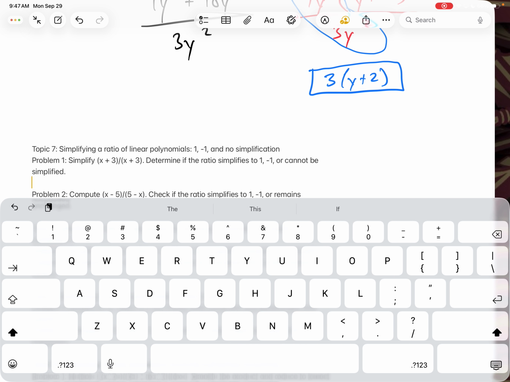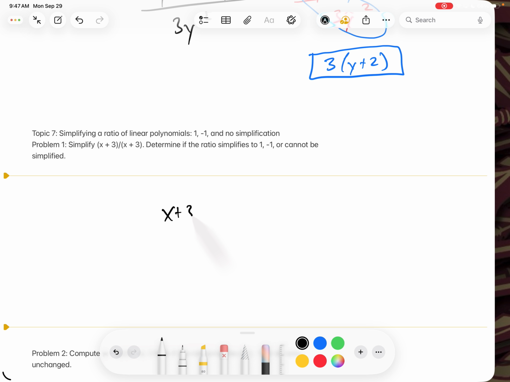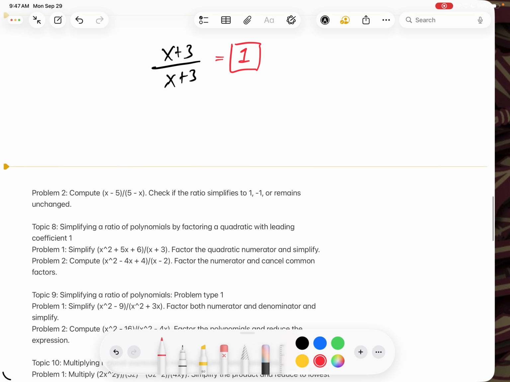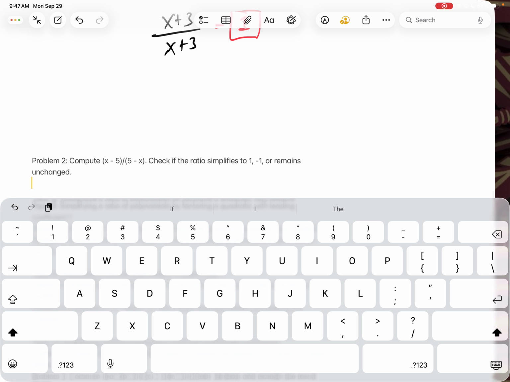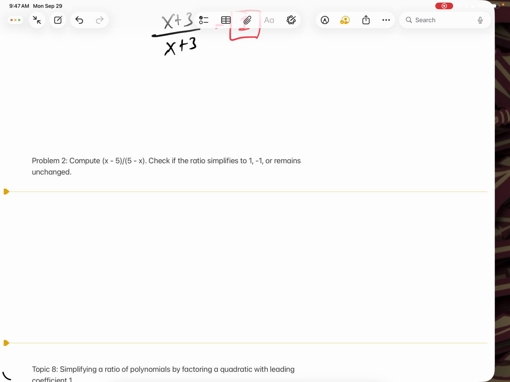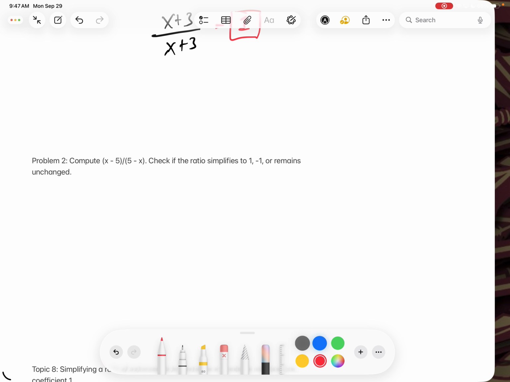If you are ever working a problem and you get down to something like this, if you have the same thing divided by the same thing, the answer is 1. Right? x plus 3 divided by x plus 3 is 1. If I do 10 divided by 10, it's 1. Anytime you divide the same thing by the same thing, it is 1. They don't cancel out and get 0, you get 1.